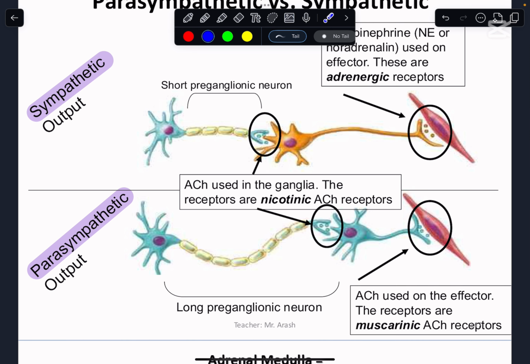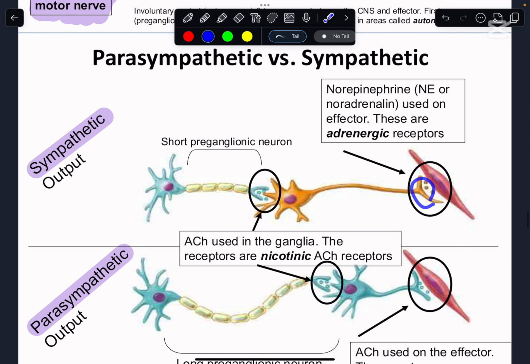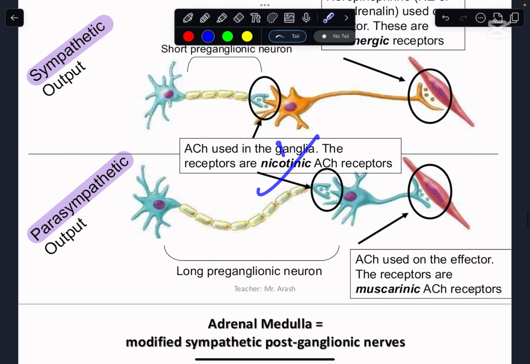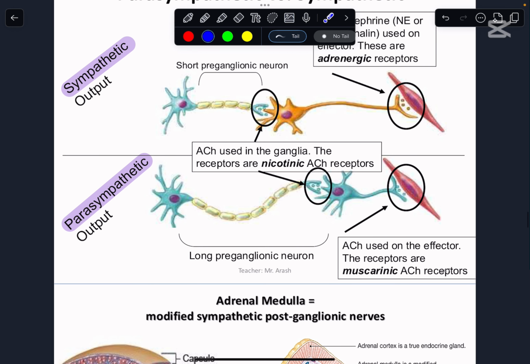Now, in the case of sympathetic, the postganglion releases norepinephrine, epinephrine. So you would have adrenergic receptors over here. The postganglion in the case of the parasympathetic nervous system still releases acetylcholine, except the receptors in the effector organ here are not nicotinic, they are muscarinic cholinergic receptors. Okay, so hopefully you guys can rewind if you have to and review.